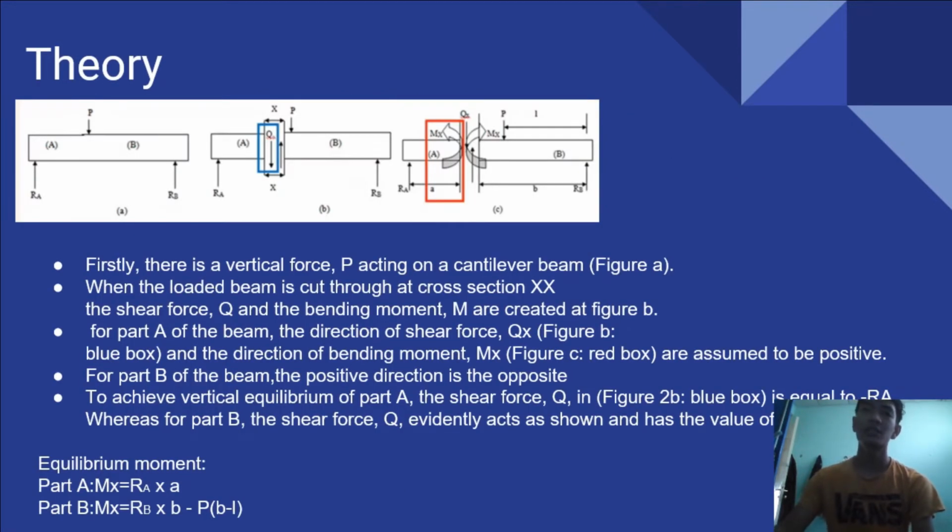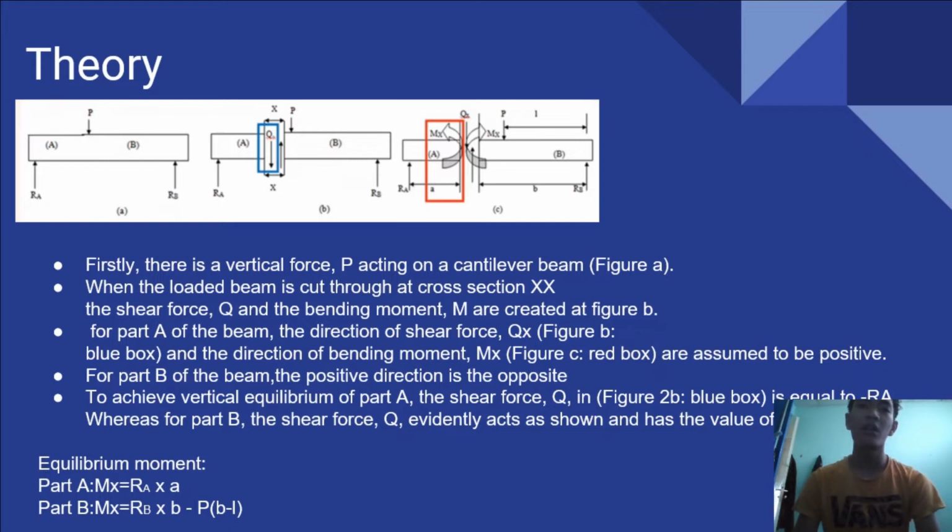Next, okay, for the theory part. Firstly, there is a vertical force P acting on the cantilever beam in figure A. When the loaded beam is cut through at cross section SS, the shear force Q and the bending moment M are created, as in figure B.